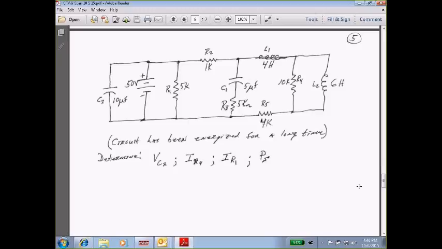Okay, now we can go out there and find the power for the source, which is the source voltage times the total current. 50 volts times 20 milliamps, that'd be 1,000 milliwatts or 1 watt.